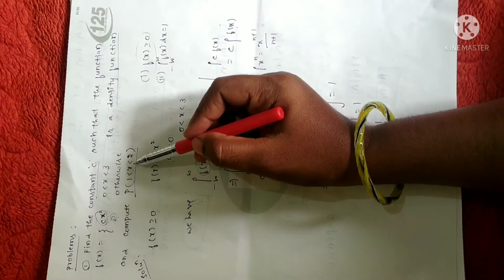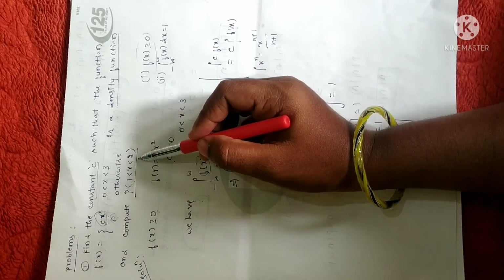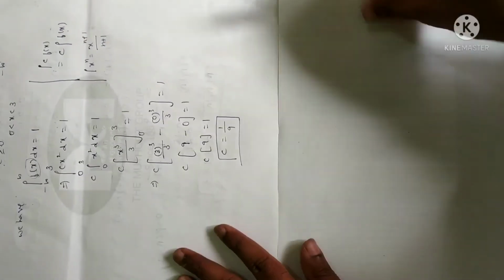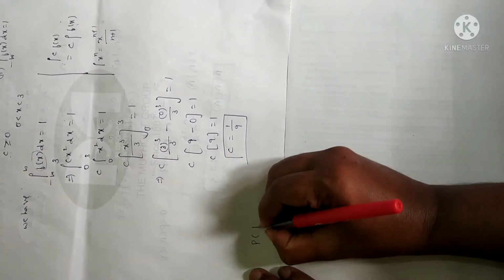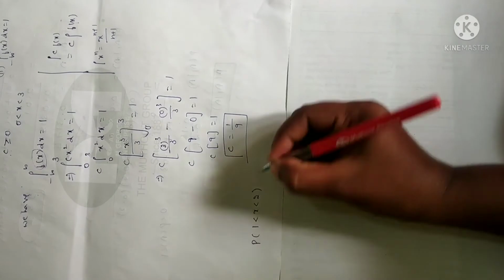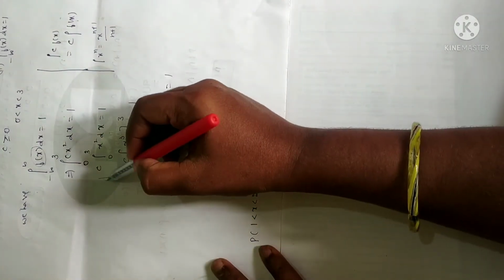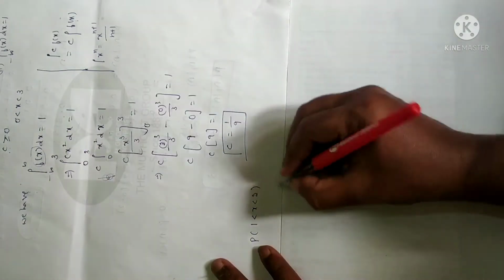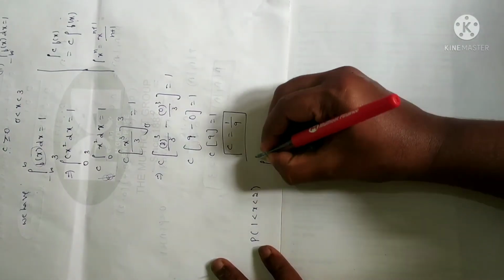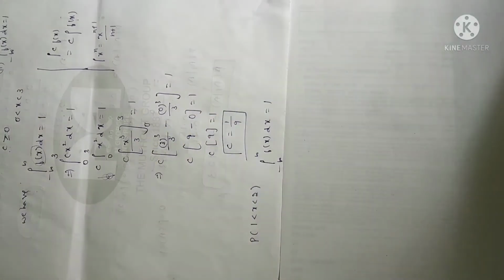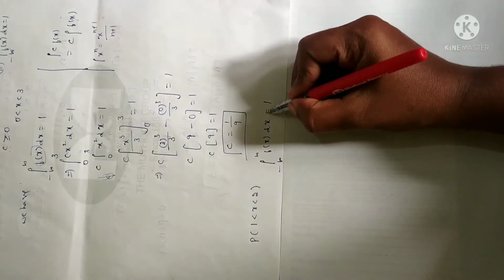Next we have to find the probability of 1 less than x less than 2. It is very simple, since I have already obtained the value of c. You just substitute in the function that is in the standard form: the integral from minus infinity to infinity of f of x dx will be equal to 1, right? So you have to simplify.